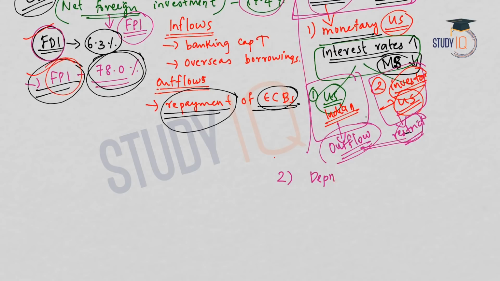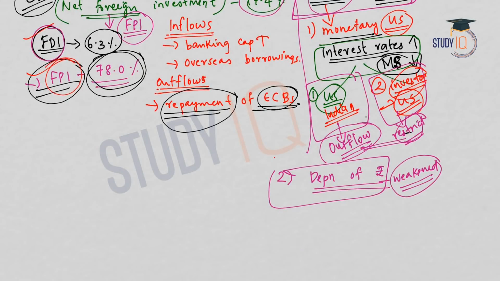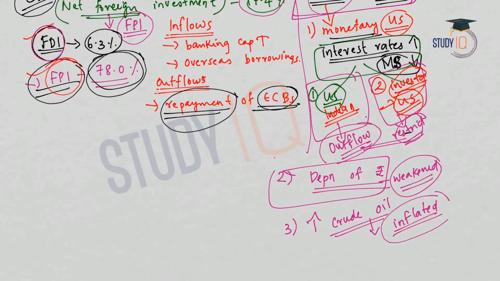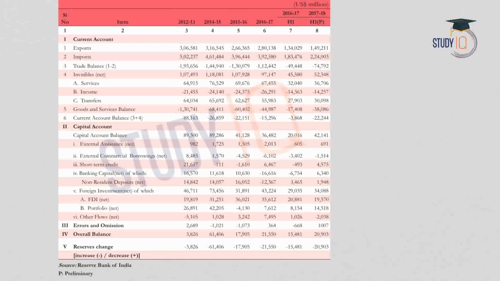So, in these two ways, it will reduce the foreign portfolio investment in the economy. Another reason is the depreciation of the rupee. The rupee has lost its value compared to the dollar. So, depreciation of the rupee has weakened it, and it will also attract less investment into the economy. With the depreciation of the rupee, the economy has become almost unstable. And thirdly, the increase in the price of crude oil. So, it has again inflated the economy, and this has also contributed to fewer investments coming into the economy.